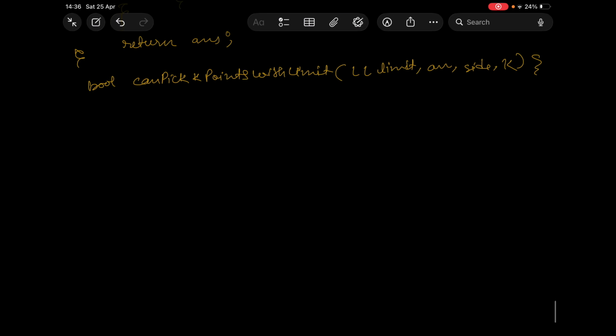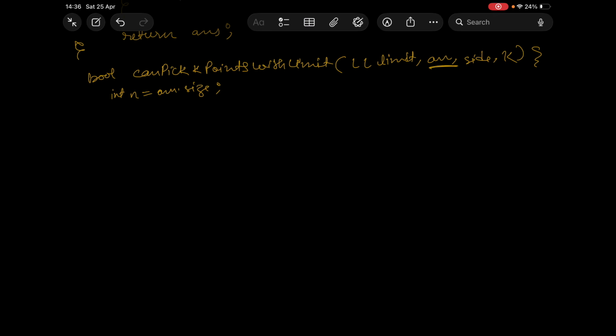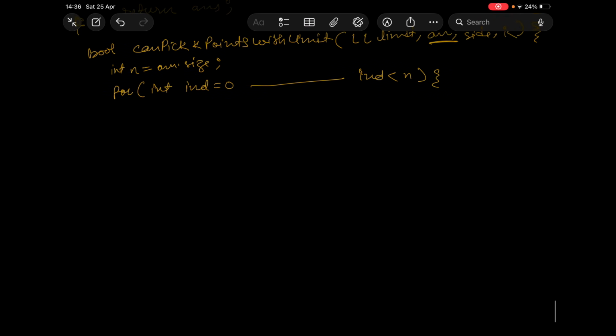Now this is the array. We can take this in as array dot size, and we need to iterate on this array for all the starting points. Okay, so for int ind is equal to 0, ind less than n. Okay, so my long start is equal to array of ind.